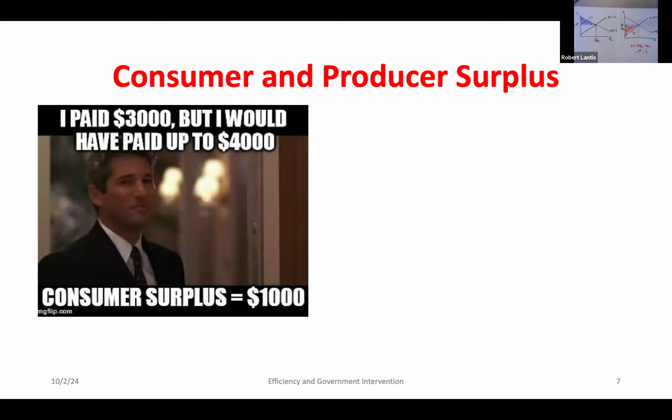They would have paid up to that amount. The equilibrium price is only 3,000. So they had some additional surplus there, right? They would have paid even more if they didn't have to, right? The equilibrium price was lower than their marginal benefit.